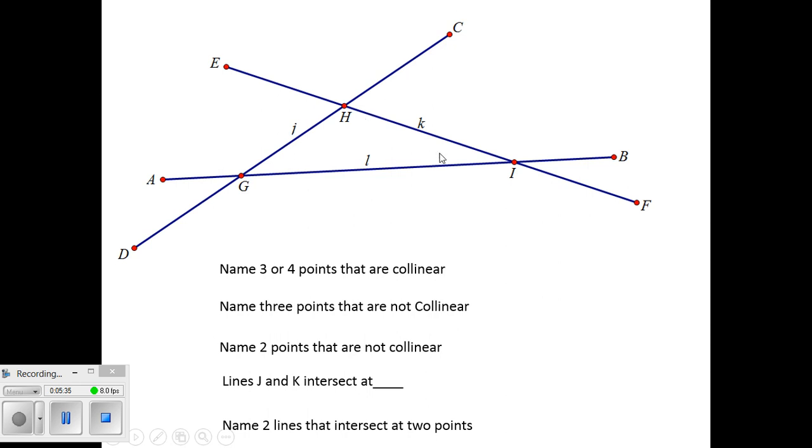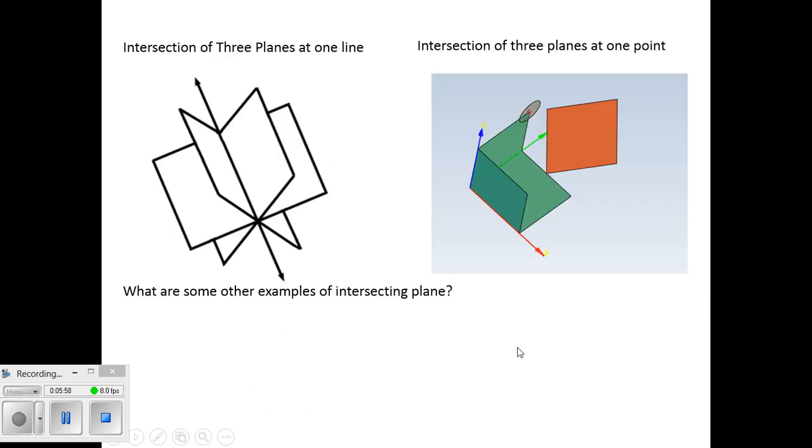But obviously, J and K intersect at H, okay? Name 2 lines that intersect at 2 points. Well, it can't be done, because if 2 lines intersect at 2 points, then they are one and the same, okay? If I wanted this line K to intersect line L at point I as well as point G, then they would be one and the same line, okay?